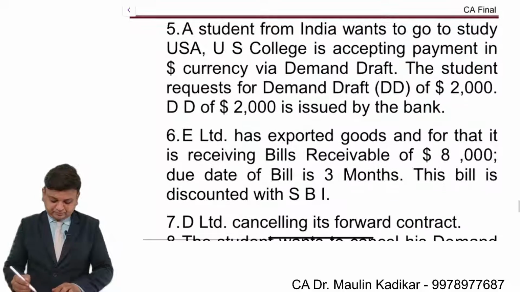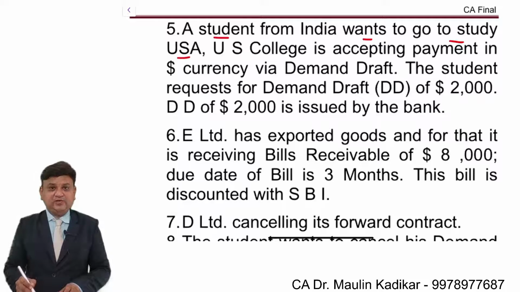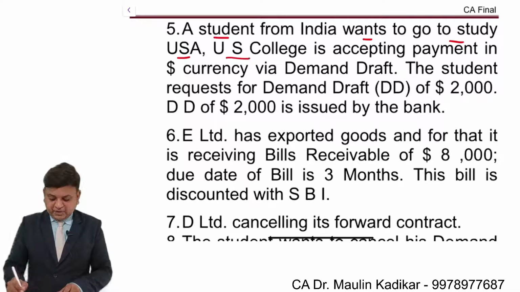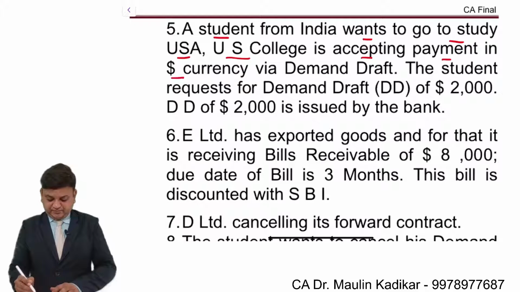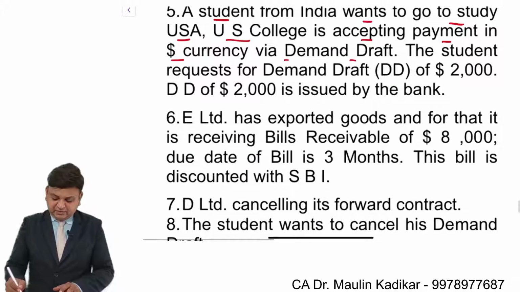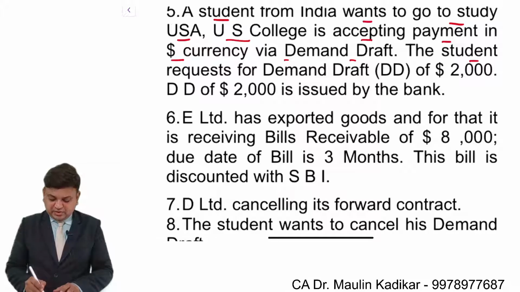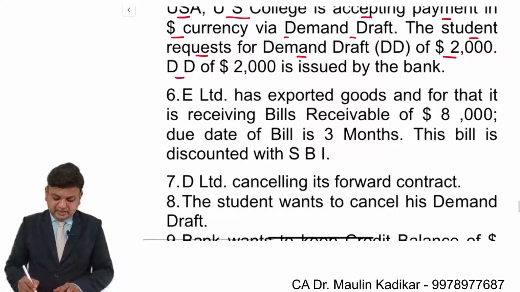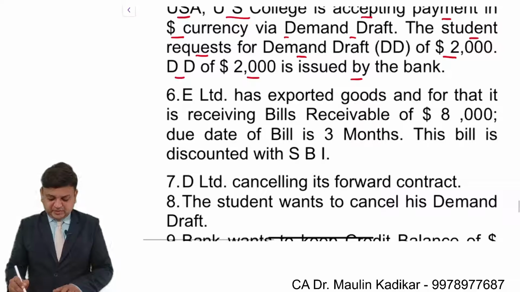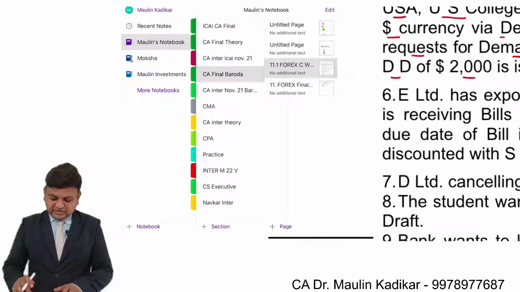Next, a student from India wants to go to study in the United States of America. US college is accepting the payment in dollar currency via demand draft. The student requests for the demand draft of $2,000. DD of $2,000 is issued by the bank. That is the question.